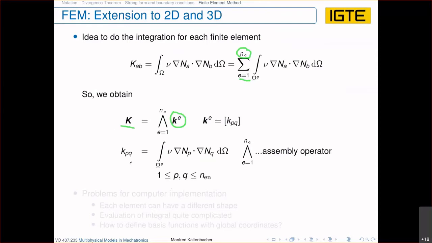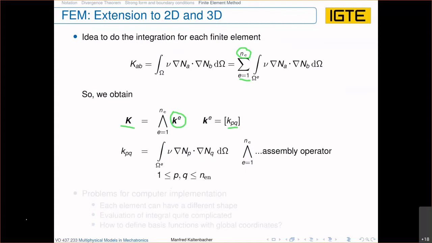Okay, and the entries K, P, Q of each of these element matrices are very simply computed. We now just integrate over the element domain of the element and use the basis functions which are defined there for each node. Let's say we have a quadrilateral, then we have 4 nodes, for example, a bilinear quadrilateral, and then we get here, in this sense, an element matrix with 4 times 4 entries.